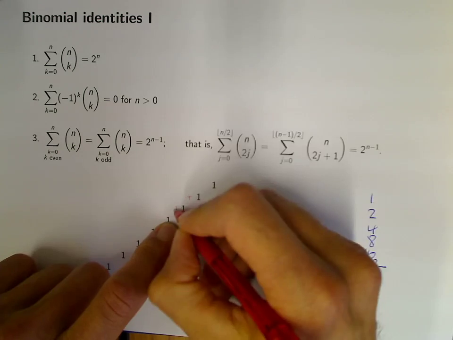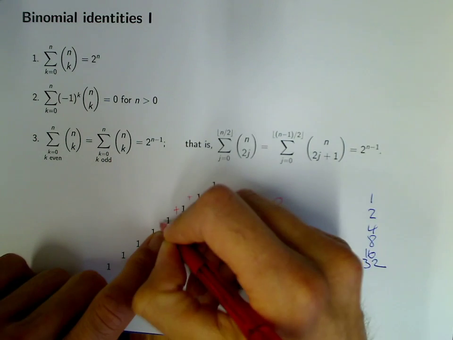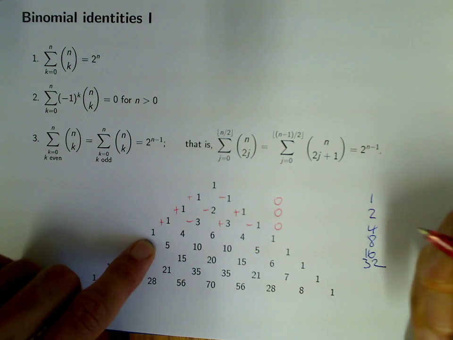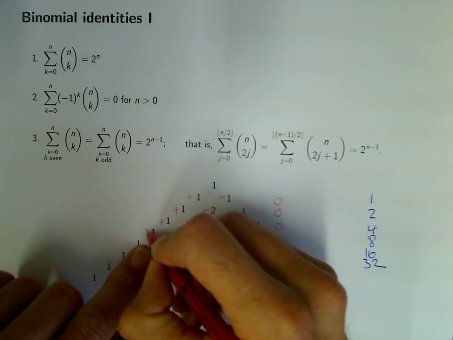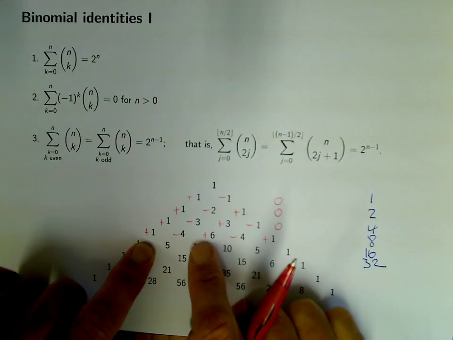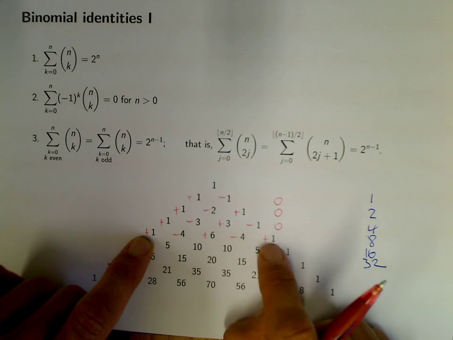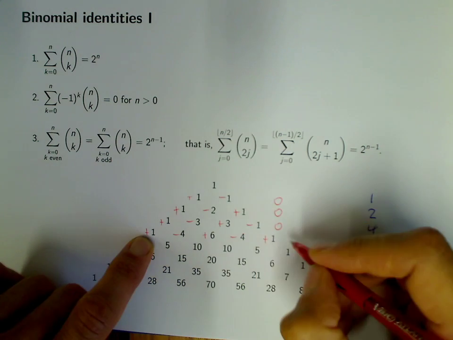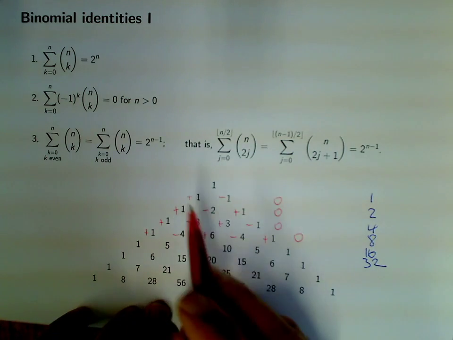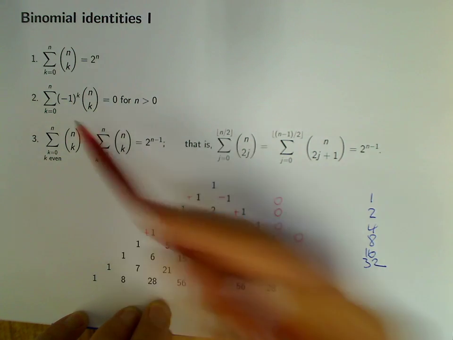And for this row, we'll get plus 1 minus 2 plus 1. That's going to give me 0 again. Plus 1 minus 3 plus 3 minus 1. It also adds up to 0. And so on. So plus 1 minus 4 plus 6 minus 4 plus 1. So what have we got? We've got minus 4 gives me minus 8, and 1 plus 6 plus 1 gives me 8. So I've got plus 8 minus 8, so that gives me 0. And so on.